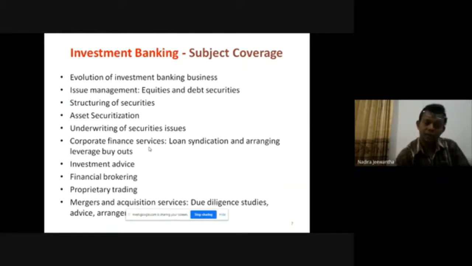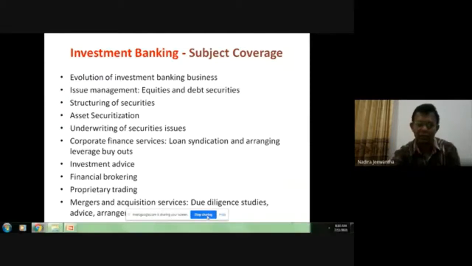Now you have to keep in mind that treasury bills are risk-free instruments. Why do we say so? Treasury bills are government instruments.